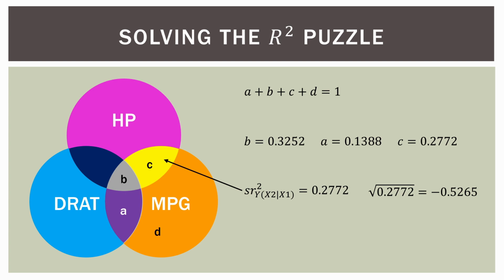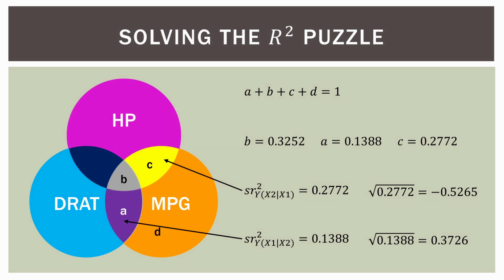Remember, we had to add the negative back in because of the original zero order correlation between horsepower and miles per gallon, which was negative. Then we have the semi-partial R squared between Y and X1 while partialing out X2. That's the area of A there in the purple, and that is 0.1388.